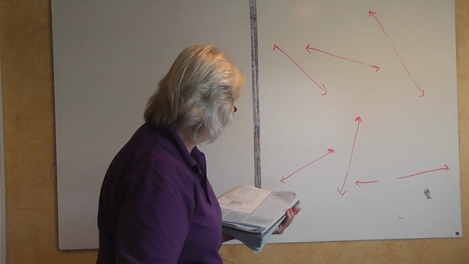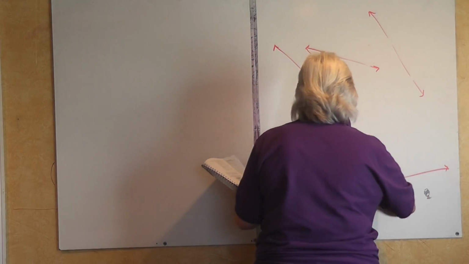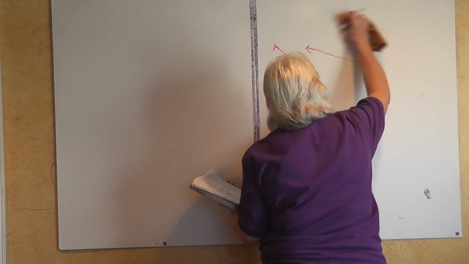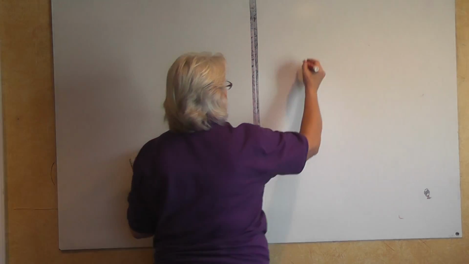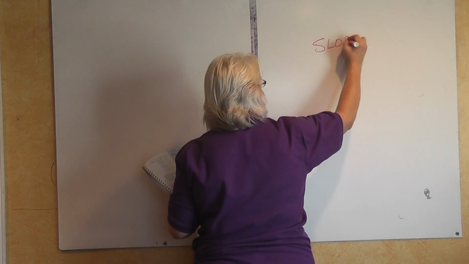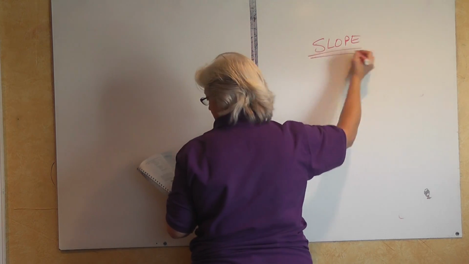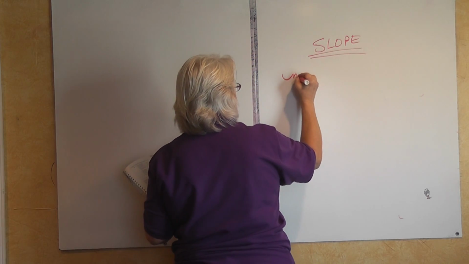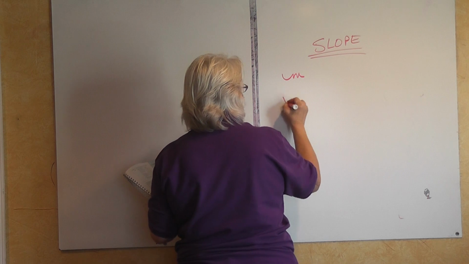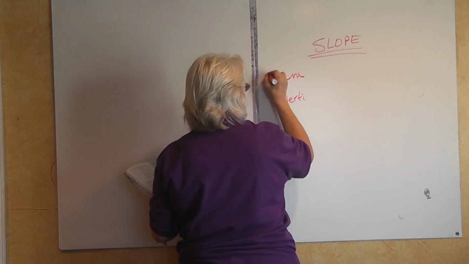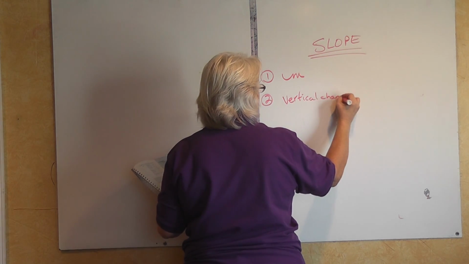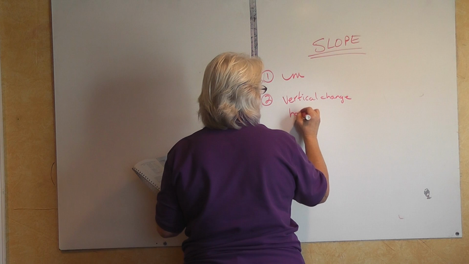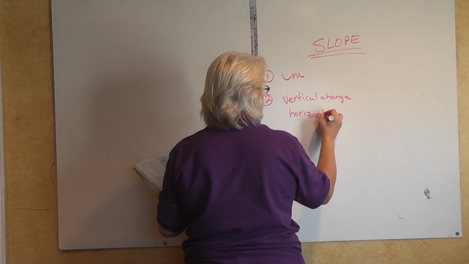Okay? There are different ways that you can describe what the slope of a line is, and you need to be able to recognize all of these as different ways of saying the same thing. Write these down, memorize them, know what they mean. Slope can be m, slope can be vertical change over horizontal change.